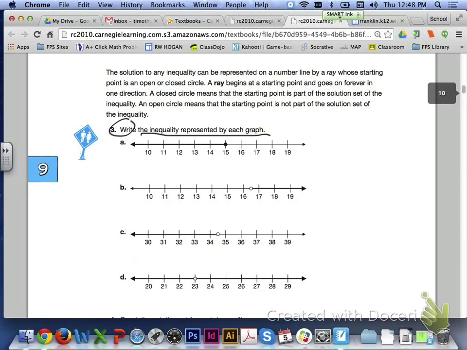So if we look at number 3, we want to write the inequality represented by each graph. Go ahead and do letters A through D for number 3.